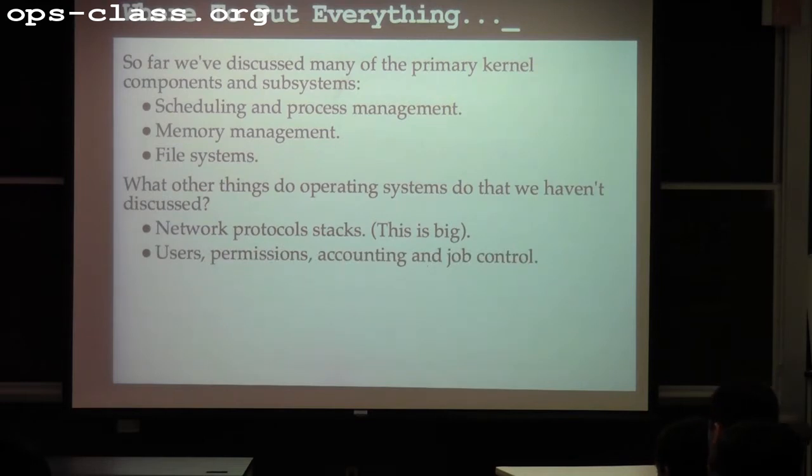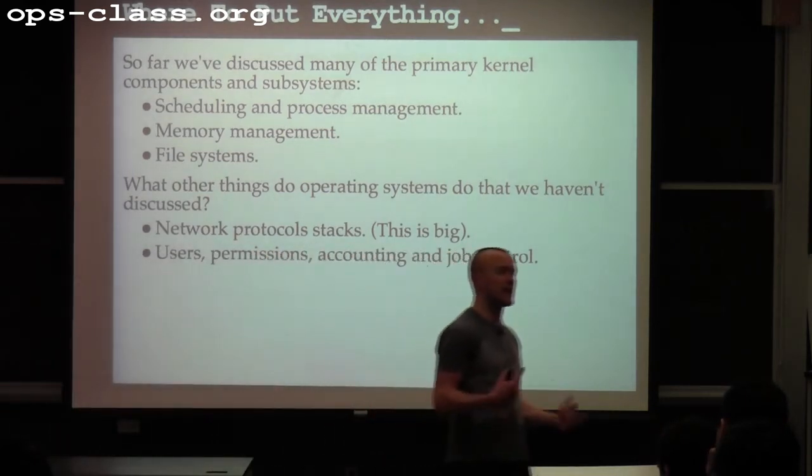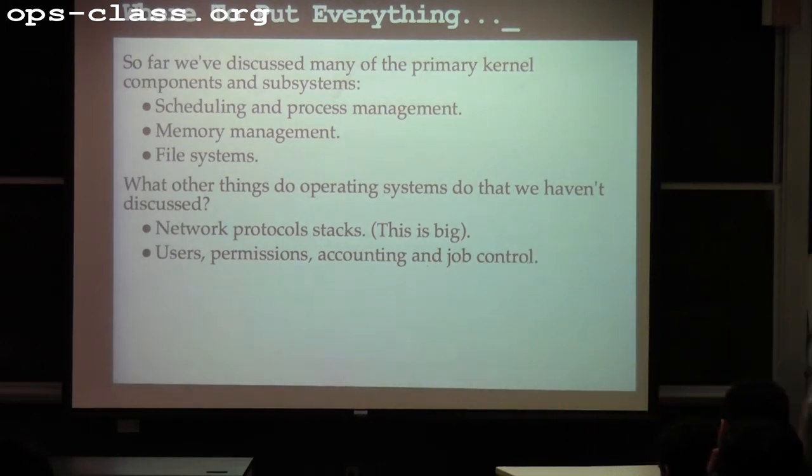A lot of stuff about user and job control, right? So an implementation of users, assigning permissions, checking permissions when users try to do various things, and then the per user accounting that keeps track of how much of the machine each user is using.